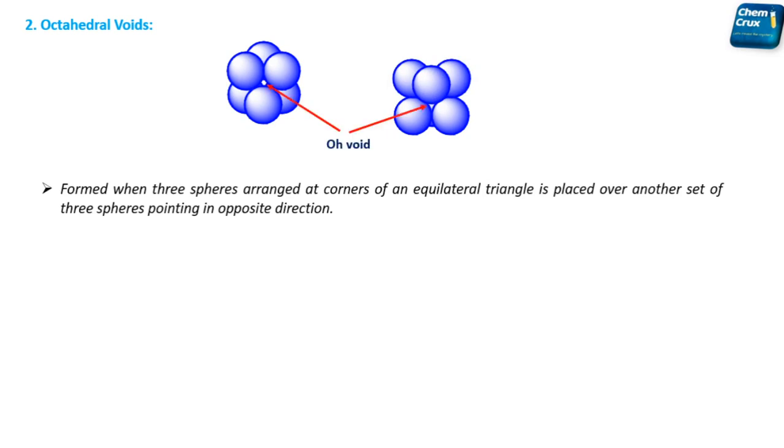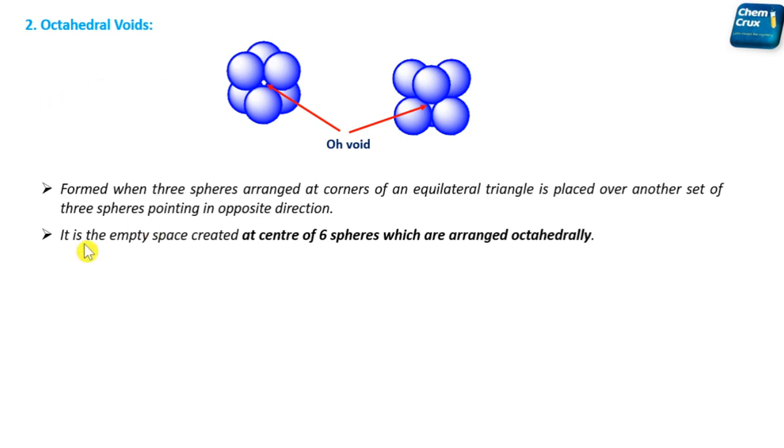Now octahedral void is the empty space that is formed at the center of 6 spheres when they are arranged octahedrally. Now if we join the centers of these 6 spheres, we can actually see the formation of an octahedron. So these 4 spheres are present at the plane of the octahedron. This sphere is present above the plane of the octahedron, and this sphere is present below the plane of the octahedron.